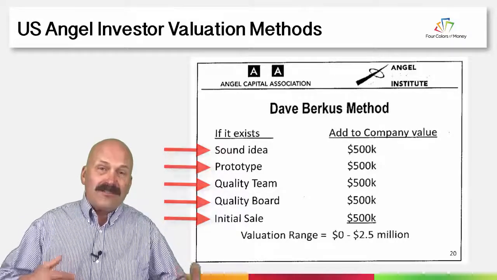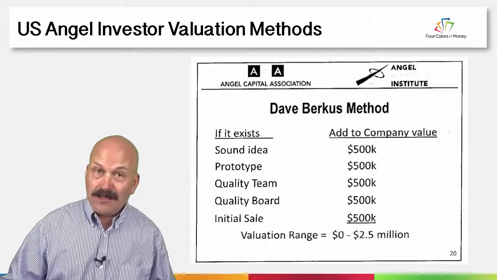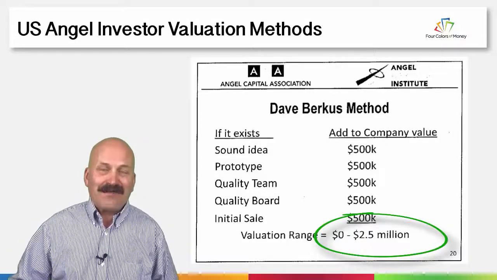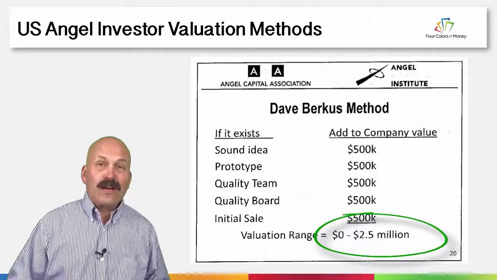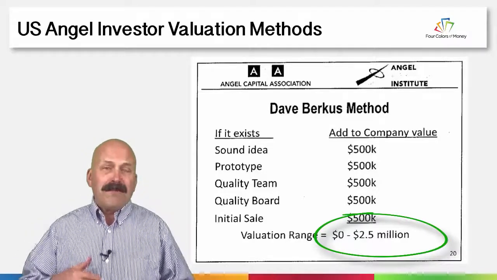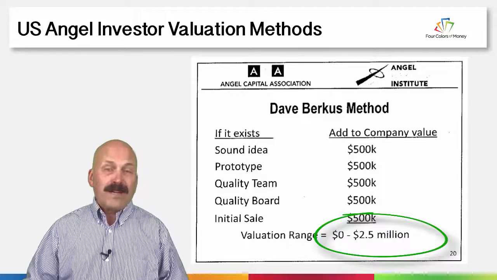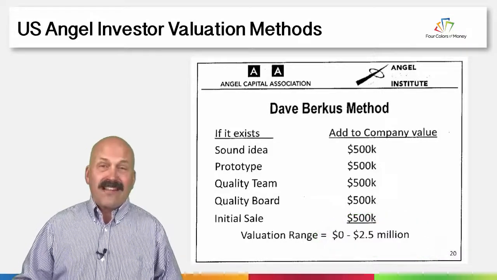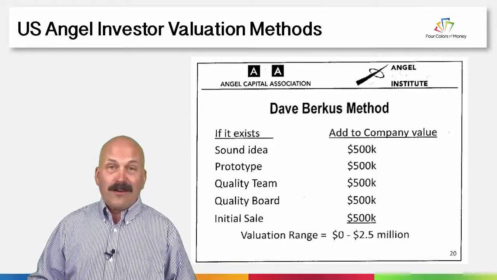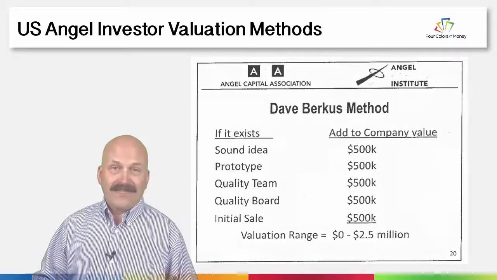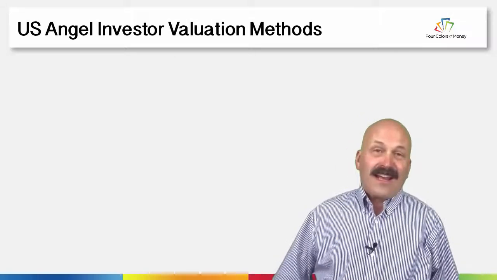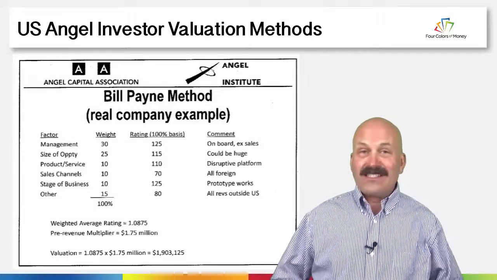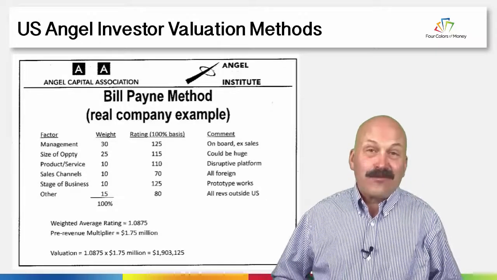So all of these then add up to a maximum of $2.5 million. That's the most he wants to pay. And for many years, about $2 million was the middle of the range for pre-money valuations for U.S. angel investors. So if Dave Berkus was looking at your company, what do you think your value would be? Another angel investor, Bill Payne, has 6 factors that you can see here, but he's assigned weights to them.